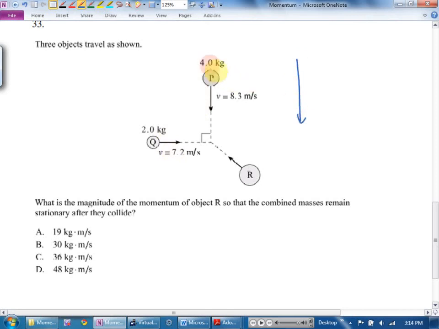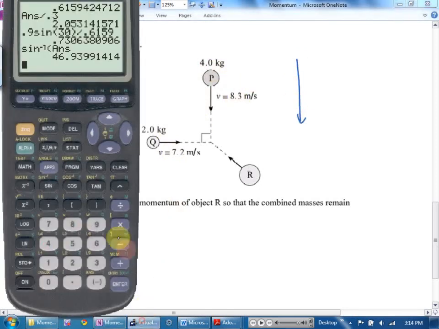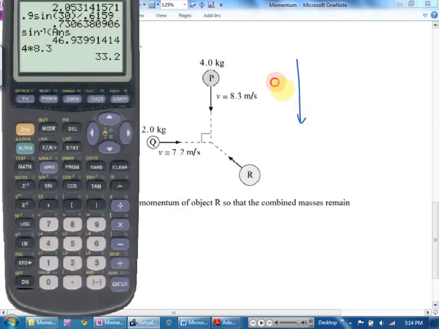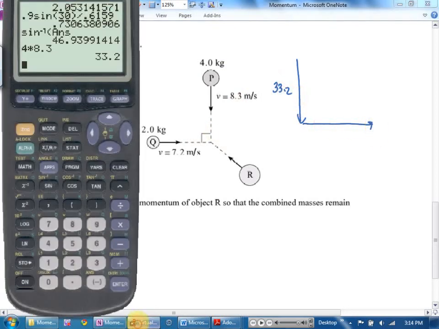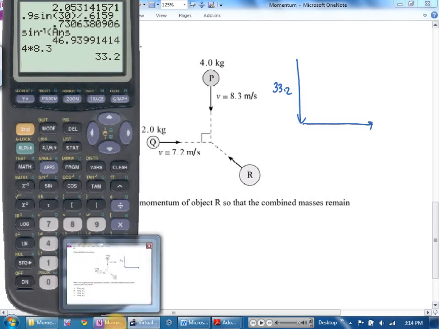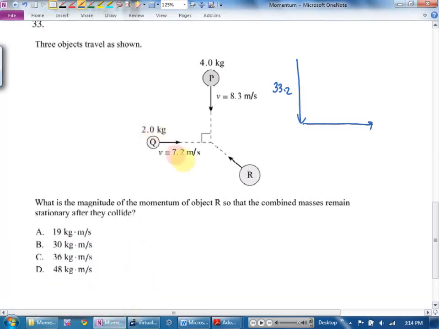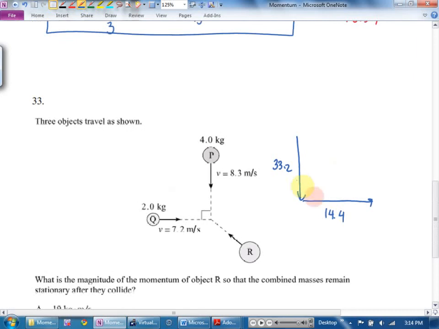4 times 8.3, 33.2, and add that to, I could do that in my head, 2 times 7.2, mass times velocity, 14.4. Now, my scale here is terrible. Really, this is half as big as that. Really, I should be drawing a triangle probably like that, with twice as long. If you can fit it on your diagram, great.